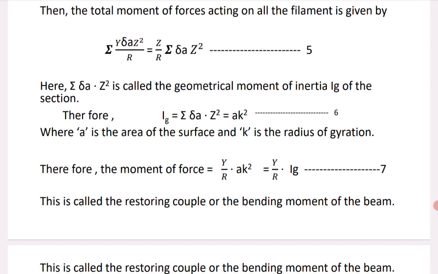Let this be equation number 6, where A is the area of the surface and K is the radius of gyration. Then the moment of force is equal to Y by R into A K square. Substituting sigma delta A Z square equal to A K square in equation 5, we get the moment of force equal to Y by R into A K square, which is equal to Y by R into Ig. Let this be equation number 7. This is called the restoring couple or the bending moment of the beam.